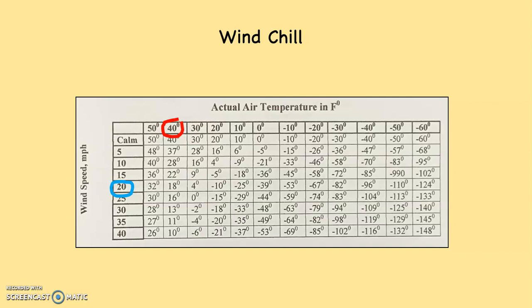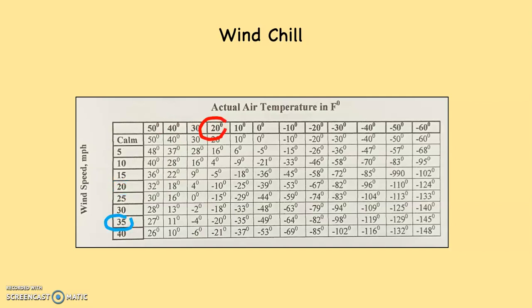What are you going to do? You drag down away from the 40 and off to the right away from the 20, and where they come together, you reach 18 degrees, which means if the air temperature is 40 degrees and there's a 20-mile-an-hour wind and you're out in that air, you're going to feel like it's 18 degrees. I can assure you of something. 18 degrees feels a lot different than 40.